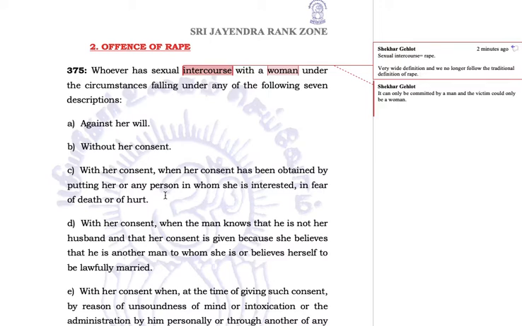If you are saying that I'm going to hurt your husband, your brother, your son, your friend, and she is interested in them, and then you are making her submit to your temptation, then that still will be rape. We will not count this consent as genuine consent at all. Fourth, with her consent, when the man knows that he is not her husband and that her consent is given because she believes that he is another man to whom she is or believes herself to be lawfully married.